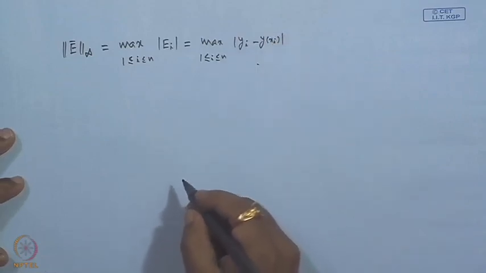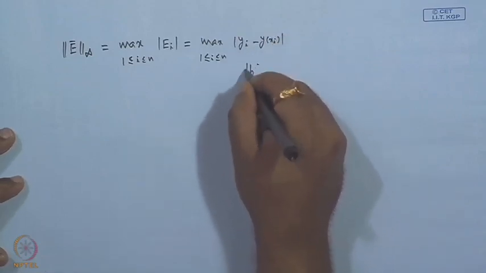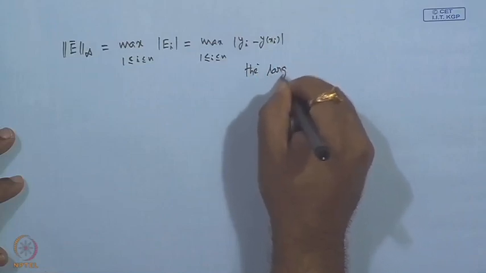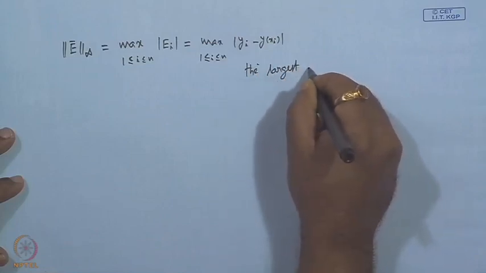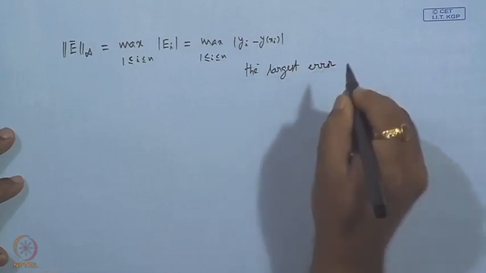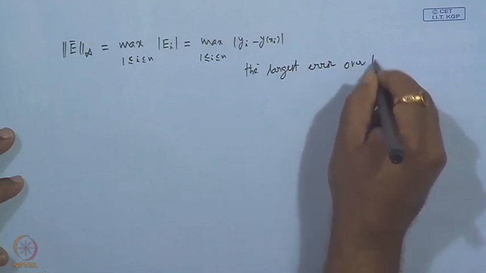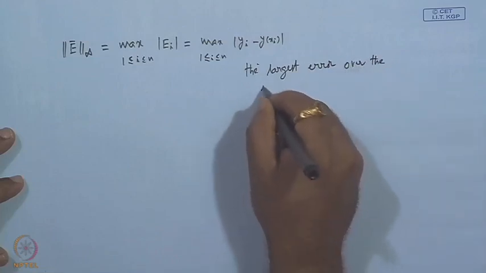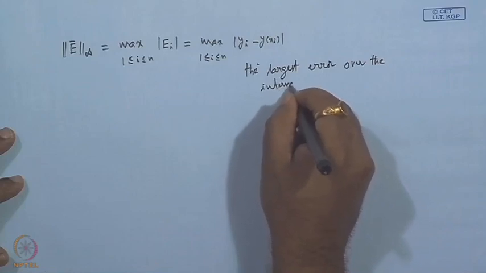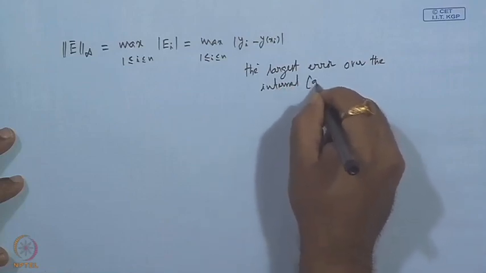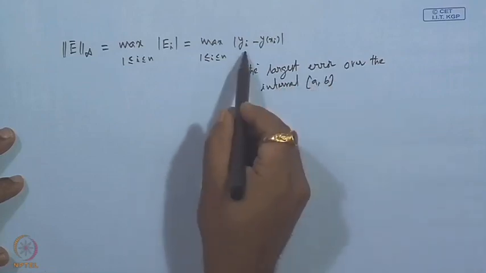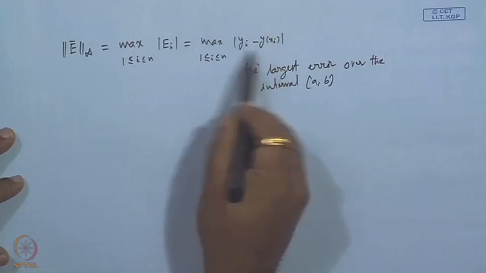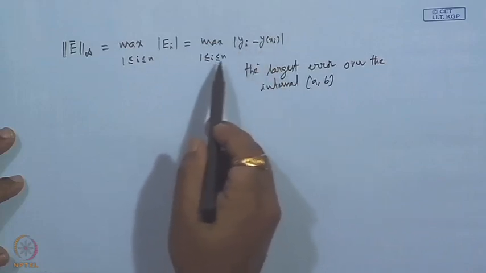Okay. What is this? This is nothing but the largest error over the interval, because at each grid point you have the pointwise error, and then you are taking the maximum.